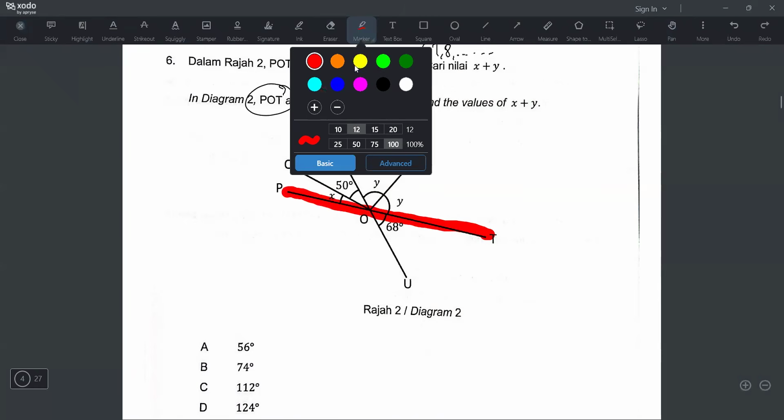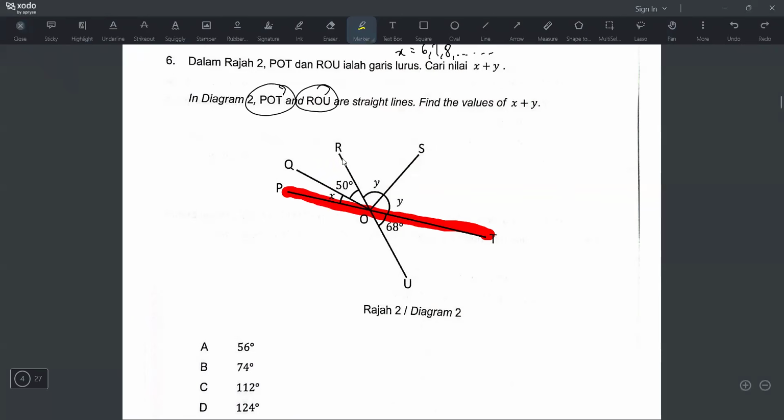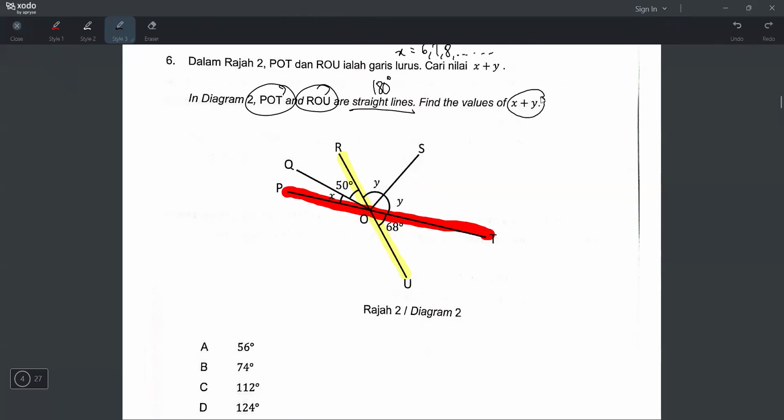And the other one, I'm going to highlight ROU, which is this line right here. They are both straight lines, and we know straight lines are all 180 degrees. Find the value of x plus y. And then they give you the ABCD answers here.